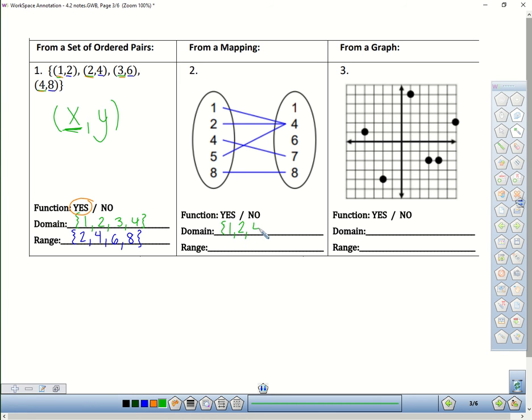So 1, 2, 4, 5, 6, and 8. Good. So that's all of my domain values. You only list them if they're actually used, so if there's an arrow leaving from those values, okay?